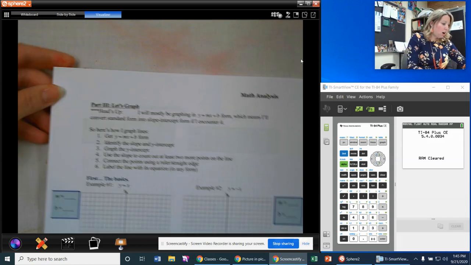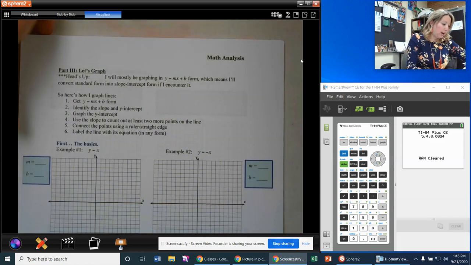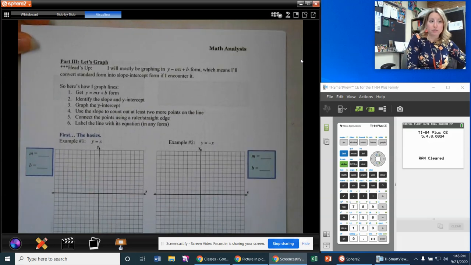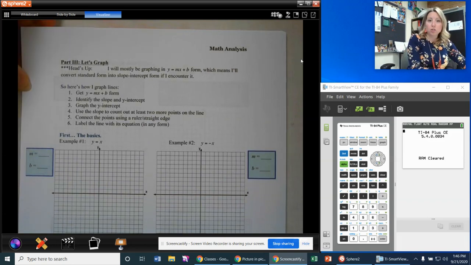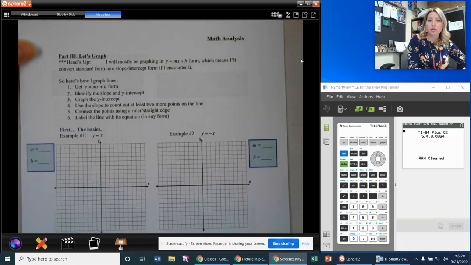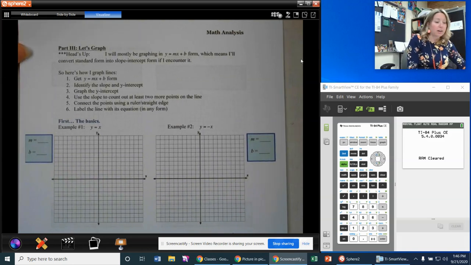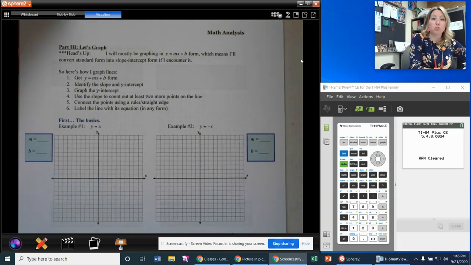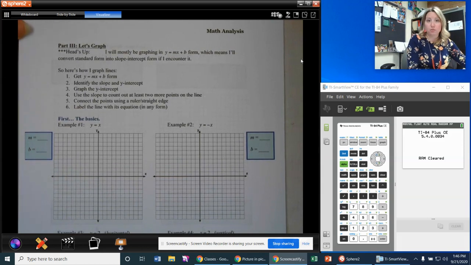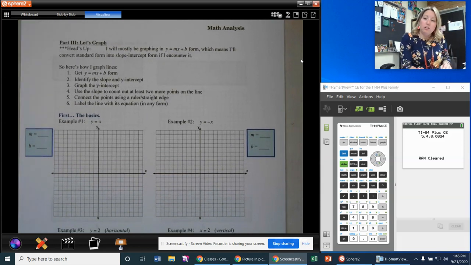Cool. So I graph in y equals mx plus b form. I convert. Here's how we graph lines. Straight edge, right? Ruler, side of a binder, side of a graphing calculator, side of your agenda book, an index card, all of these things could be straight edges. I use a ruler, of course, but you probably should too. It's the easiest way, but still.